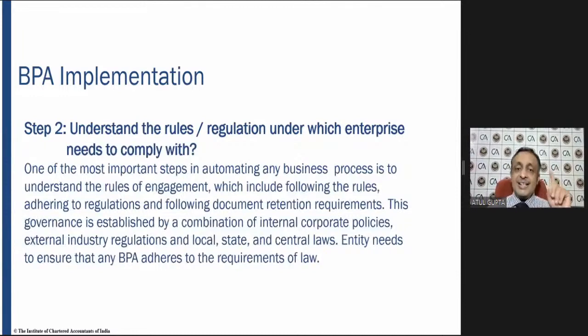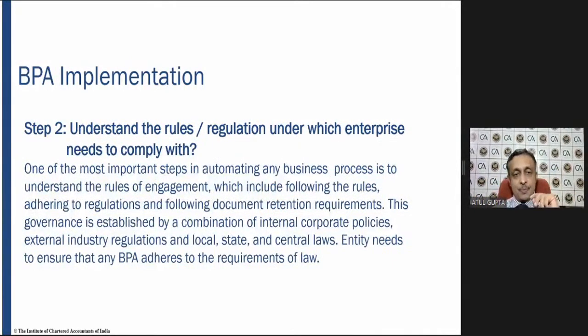Then understand the rules and regulations under which the enterprise is going to operate. Very, very important. In fact, sometimes the automation is not in line with law, and it fails. Let me read. One of the most important steps in automating any business process is to understand the rules of engagement, which include adhering to the regulations, including documentation requirements. This governance is established by a combination of internal corporate policies, external regulation, and local, state, and central laws. The entity needs to ensure that whatever automation they do, it meets the requirement of law. Very, very important. So once you have decided why, you need to ensure that the automation is in compliance with applicable rules and regulations.